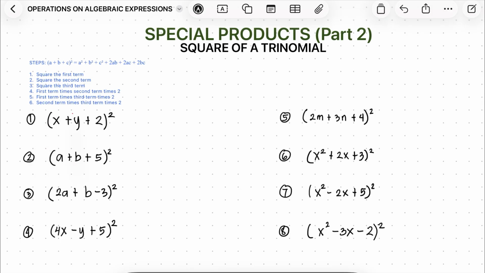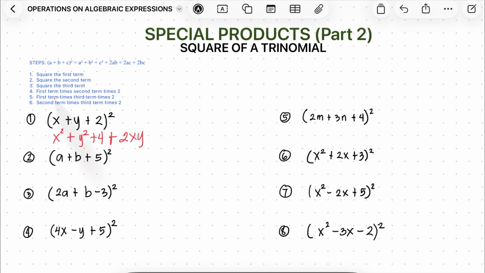Number 1, we have the quantity x plus y plus 2 squared. So again, square the first term, that would be x squared. Square the second term, that would be y squared. Square the third term, that would be 4. And then next one would be first term, which is x, times the second term, y, so that is xy, and multiply your answer by 2, so that is 2xy.